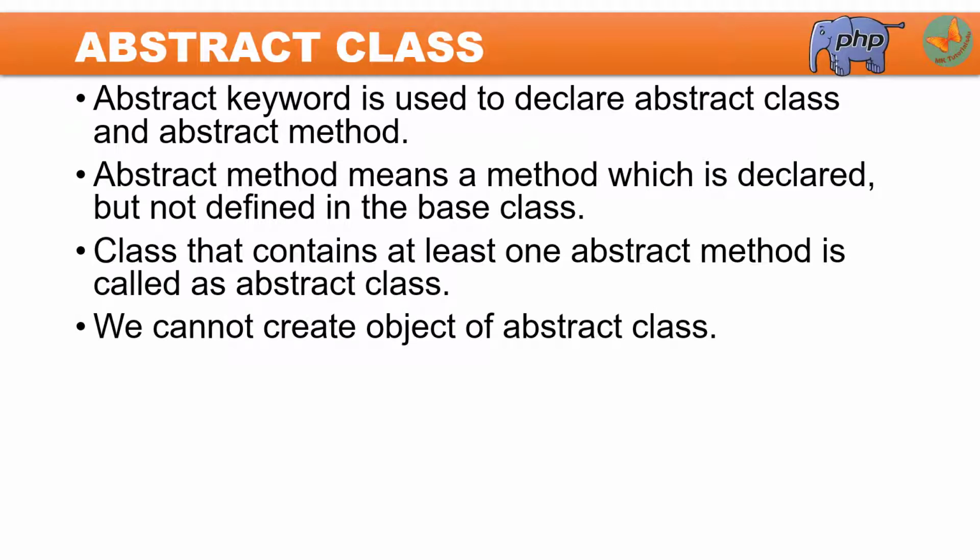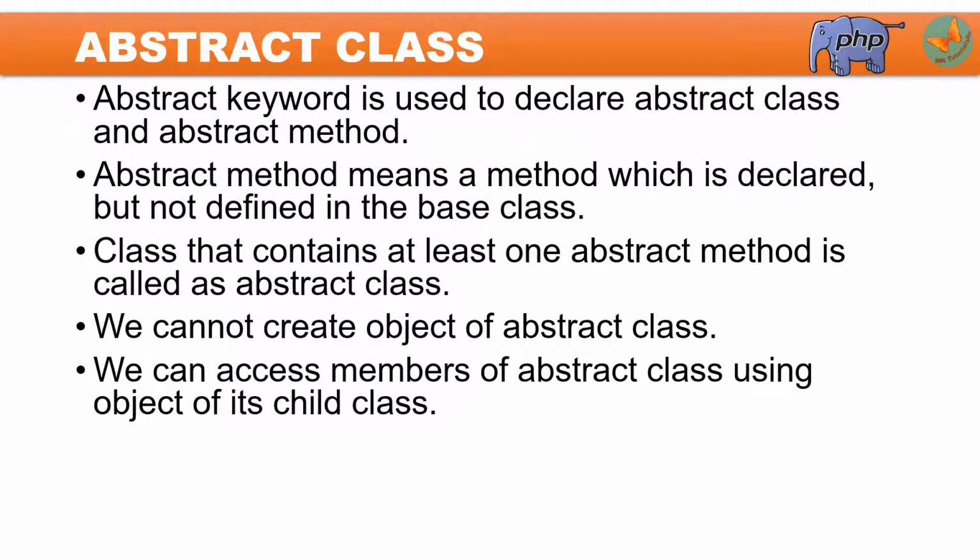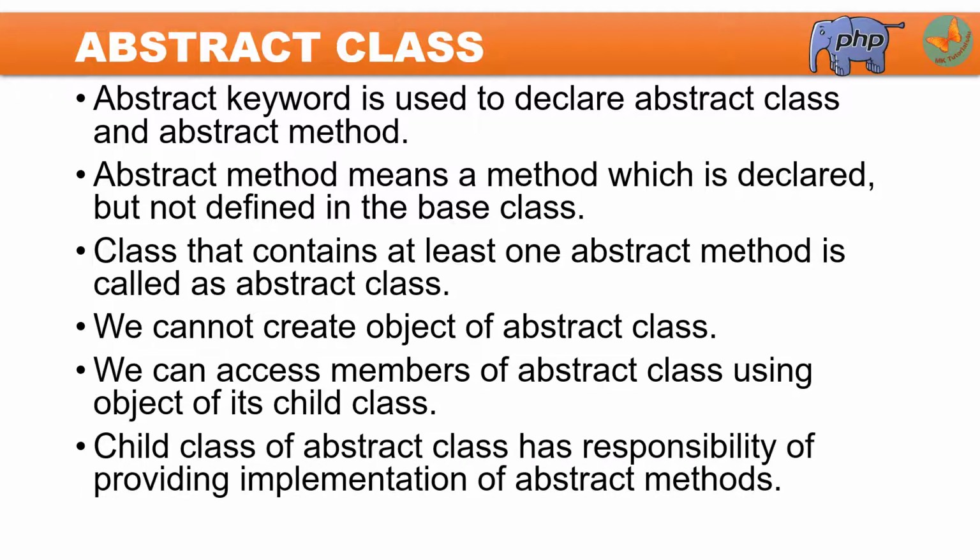And just like I have told you, you cannot create objects of abstract class. We can access members of the abstract class using the objects of its child class. Means that it is the responsibility of the child class to provide the implementation of the abstract methods declared in the base class, that is the parent class.